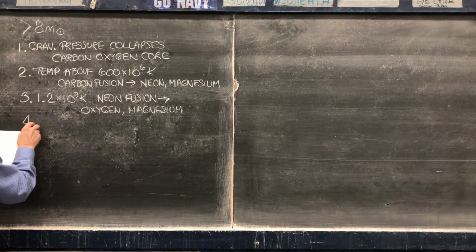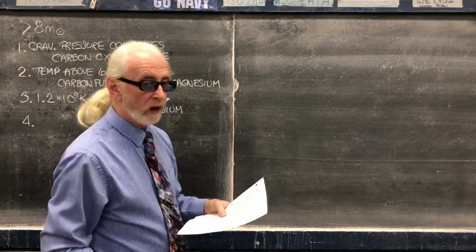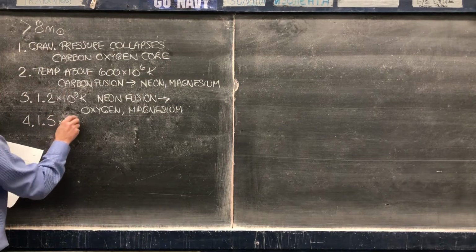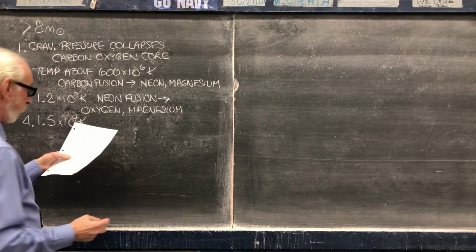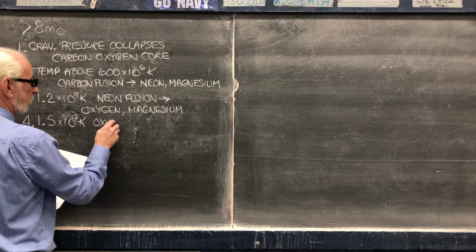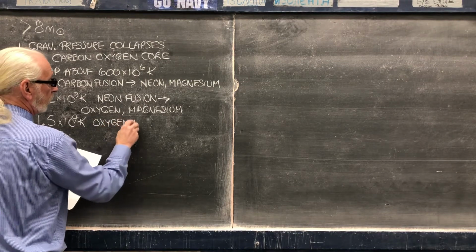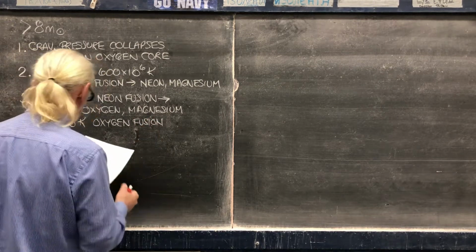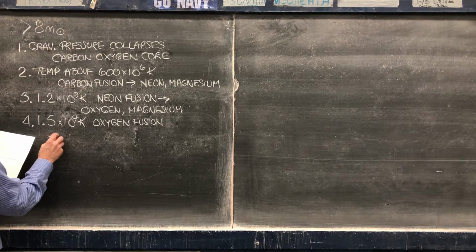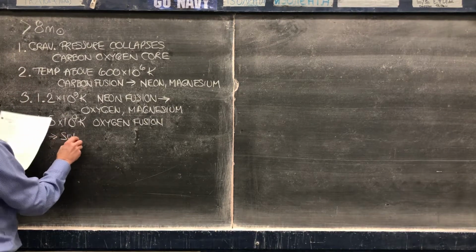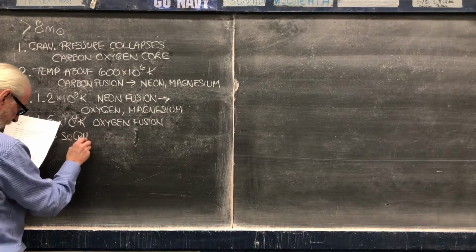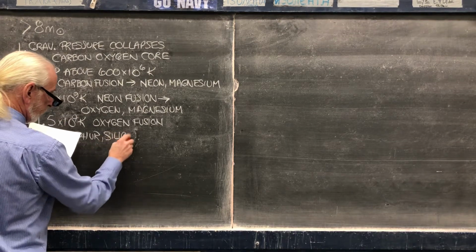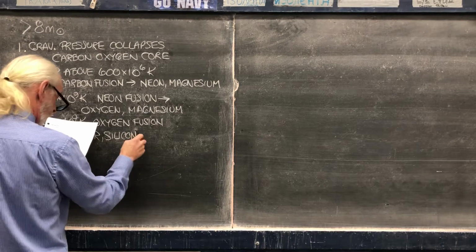It doesn't stop. At 1.5 billion kelvins, we get oxygen fusion. That yields sulfur. Silicon. Phosphorus.